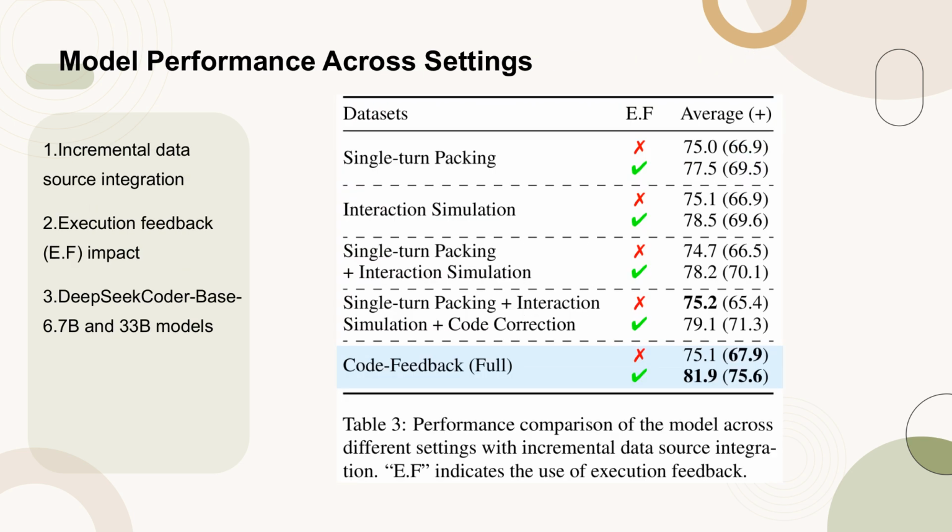Table 3 presents a performance comparison of the model across various settings with incremental data source integration. The table highlights the impact of execution feedback, E.F, on the model's performance. It evaluates 2 versions of the model, DeepSeek Coder Base 6.7b and DeepSeek Coder Base 33b. The results show how different data source integrations and the use of execution feedback affect the model's performance metrics.